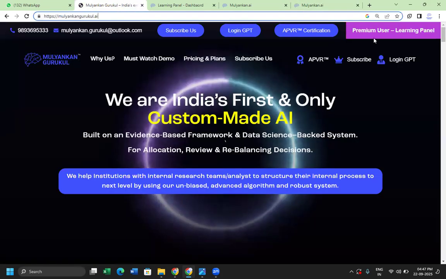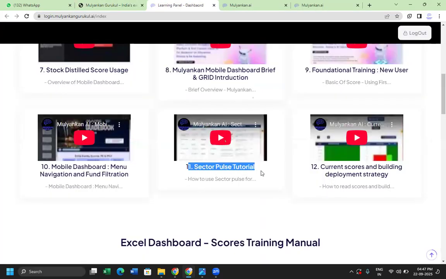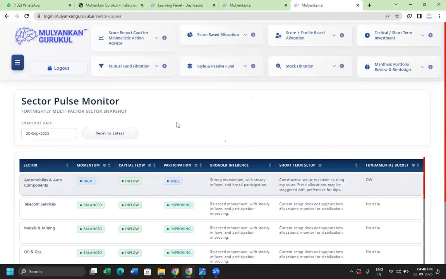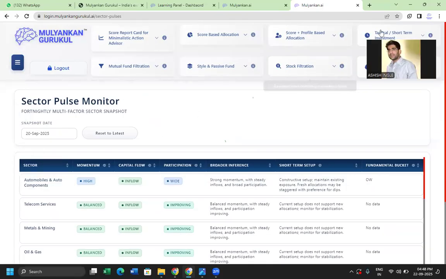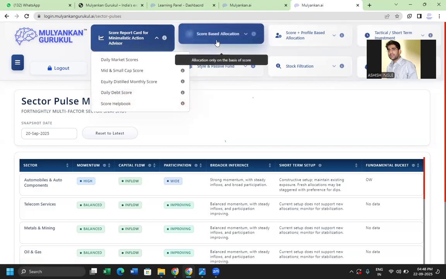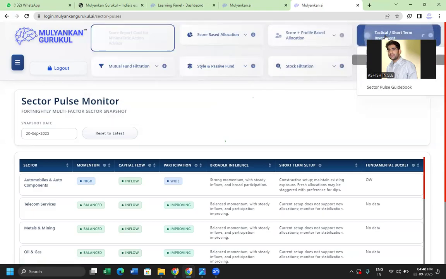Please use the learning panel. In the learning panel, everything is being provided. It is already there in the first tutorial. So again, I'm not going into the in-depth tutorial here. What is momentum, capital flow, participation? Go through a video. If you're not going through a video, then at least go through a guidebook. In every tab, there is a help book, a guidebook. At least go through a guidebook.